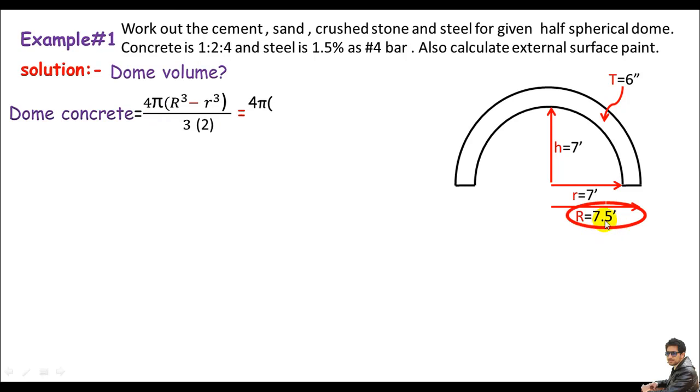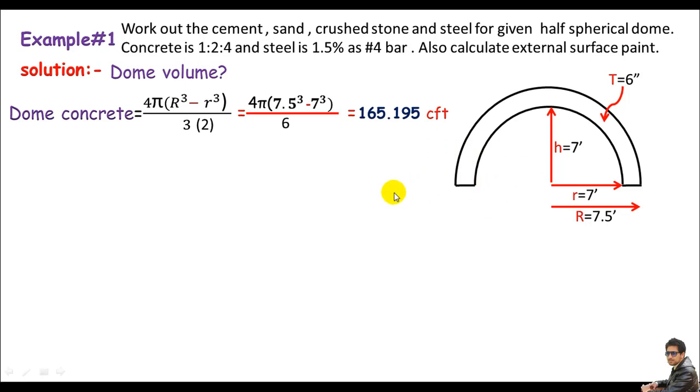All things are given, so plugging into this equation, we get 4 pi times the greater R, which means the external surface radius, 7.5. So 7.5 cube minus the smaller r, which is the interior surface radius, 7 feet. So minus 7 cube, divided by 3 times 2, which is 6. If you use your calculator over here or your mind, you can get, of course, 165.195 CFT as the total RCC of this dome, right?